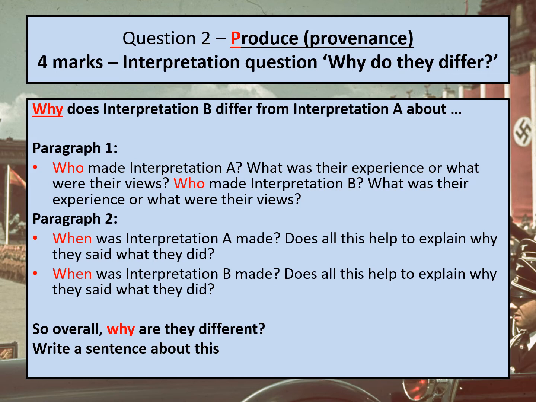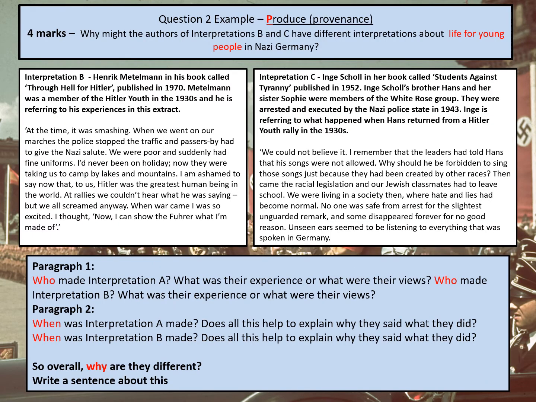Paragraph 2 again is about comparison. So again, we're going to talk about A and B in paragraph 2 and think about when they were both made and why that makes a difference to the interpretation. Let's get started by looking at an example together. Okay guys, so as I've just mentioned, we're moving on to question 2 now, which is the produce question, which is provenance. We're now looking at why might these authors have different opinions.